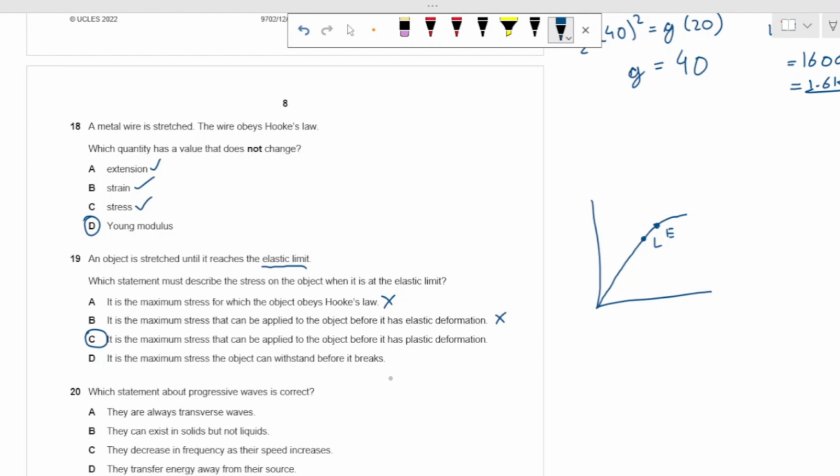Option D, it's the maximum stress that the object can withstand before it breaks. That's not exactly true. That varies for objects. It is different for a rubber band, it's different for a bar of steel. Option C makes the most sense.